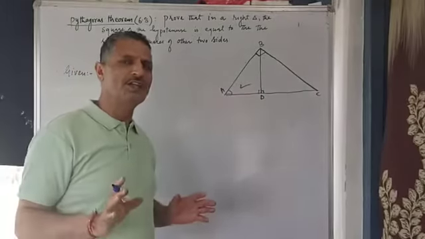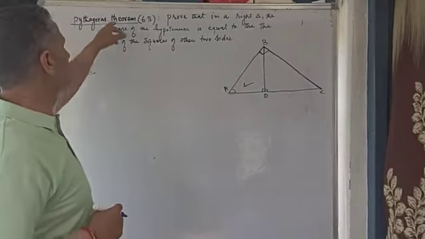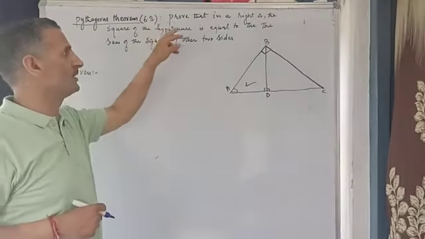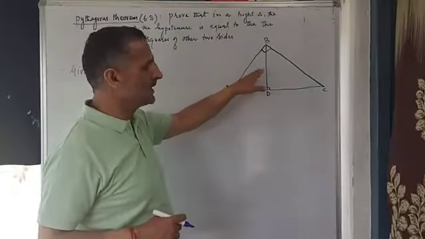Yes, good morning, children. Today we will discuss this new theorem, that is the Pythagoras theorem, 6.8. What is given in this theorem? Prove that in a right triangle, the right triangle is given.